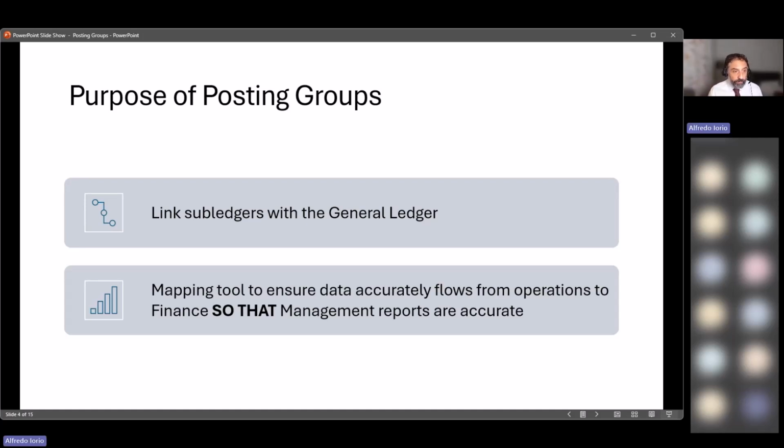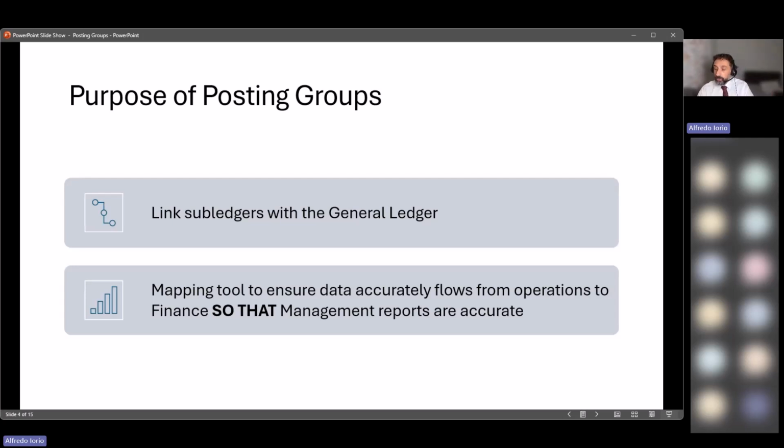So the purpose of the posting group is, again, to map, right? It's a mapping tool to ensure data accurately flows from operations to finance. I purchase an item, the value of the item flows to my balance sheet, right? I sell a service, revenue reflected, right? I apply an invoice discount, it is posted to a dedicated account, right? The purpose is so the management reports are accurate. An invoice for £10,000, revenue for £10,000. If it's 10,000 plus 2,000 tax, 10,000 in one place, 2,000 in another place. The simplest explanation for that.